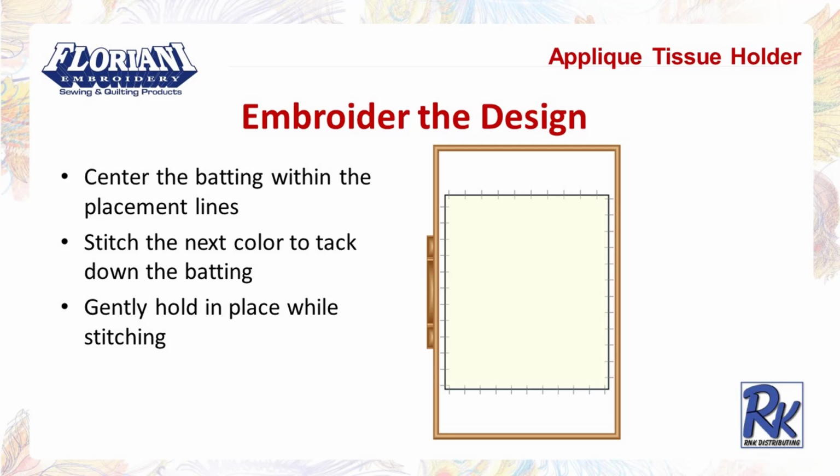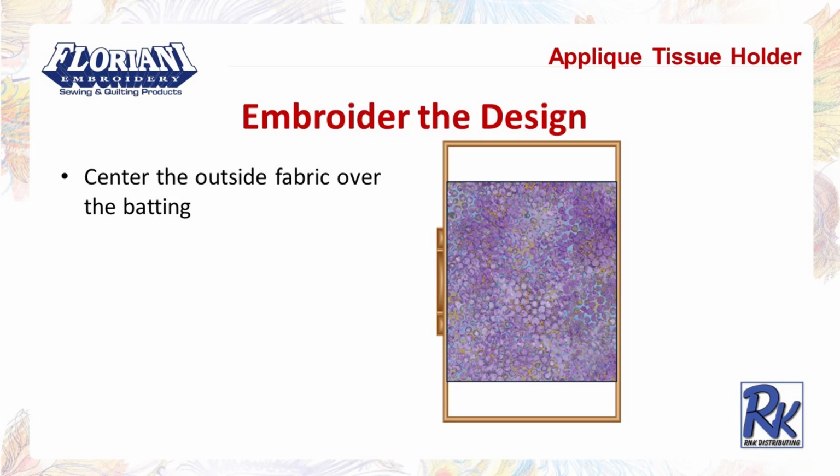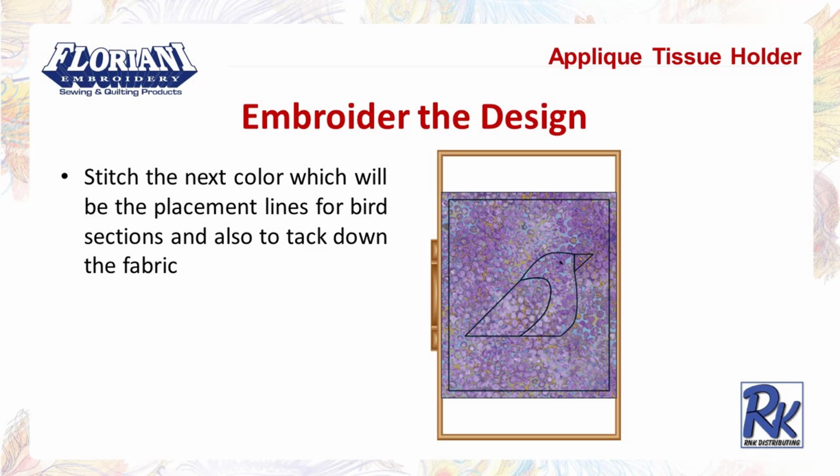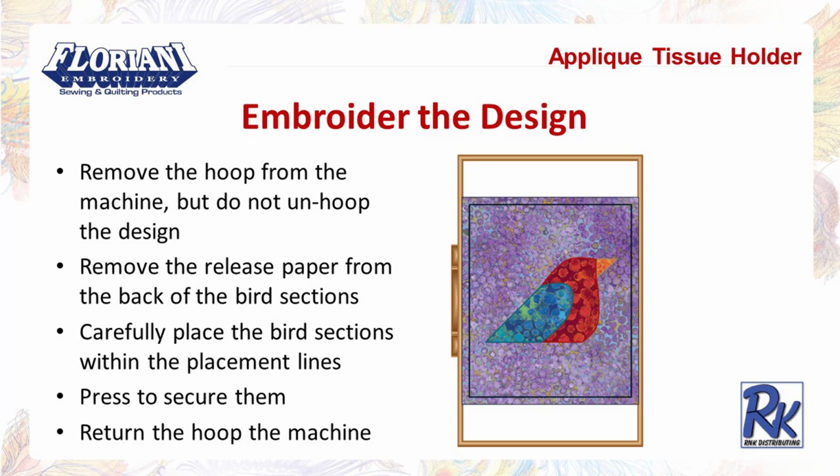Next you'll want to center the batting within the placement lines and stitch the next color to tack down the batting. It helps to gently hold that batting in place while stitching, and a stiletto, a chopstick, pencil, something like that's good to do that. Don't use your fingers. Next you'll want to center your outside fabric over the batting and go ahead and stitch the next color, which will be the placement lines for both the bird sections and also to tack down the fabric.